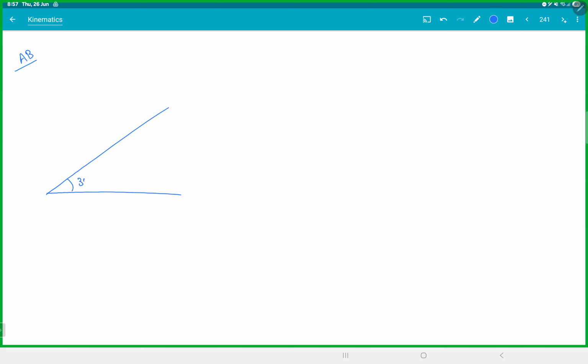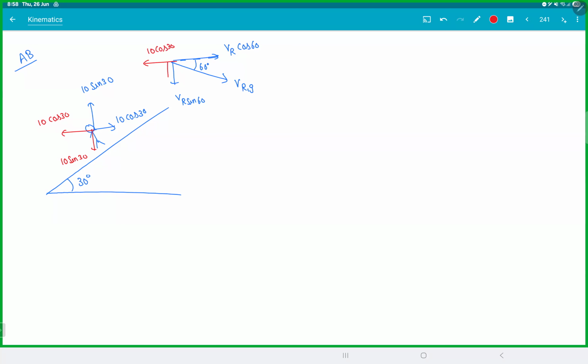So on AB, the man is going with 30 degrees. If you resolve the velocities, the man's velocity will be 10 cos 30, 10 sin 30. This becomes the previous problem. And we got velocity of rain, whose magnitude I don't know, but I know this is going at 60 degrees. So the components will be VR cos 60 and VR sin 60. Stop the man. 10 cos 30, 10 sin 30.